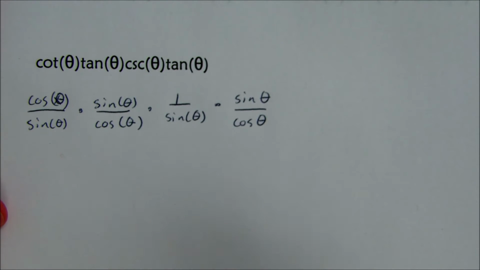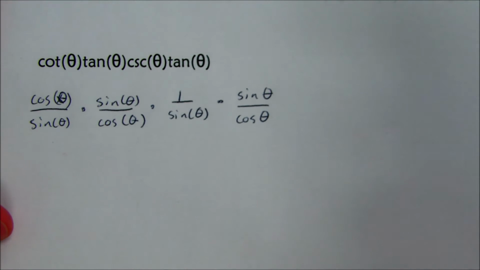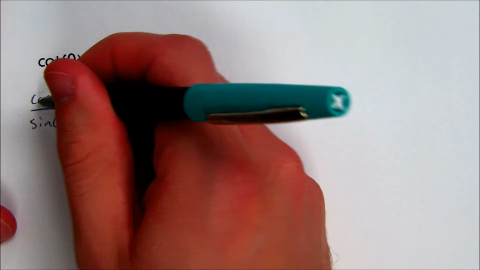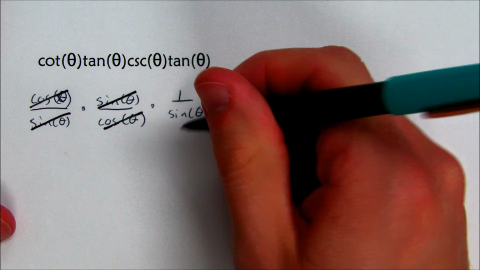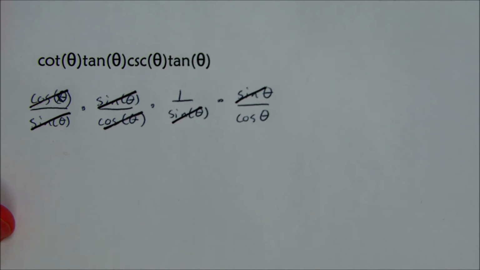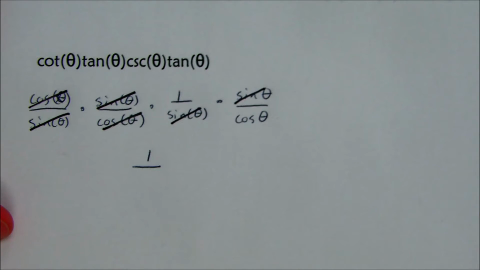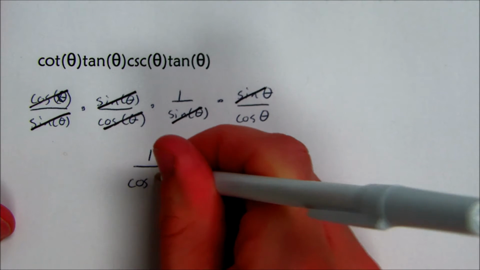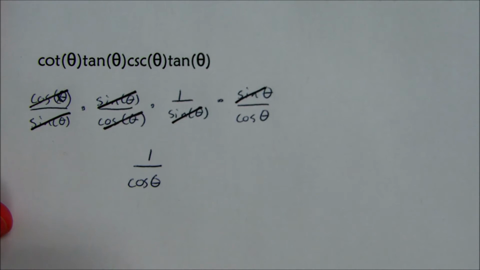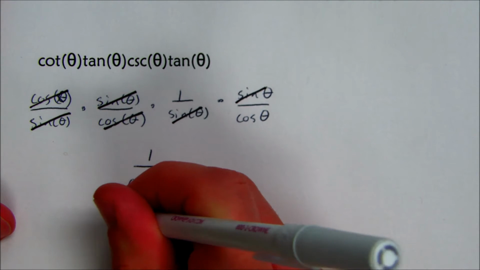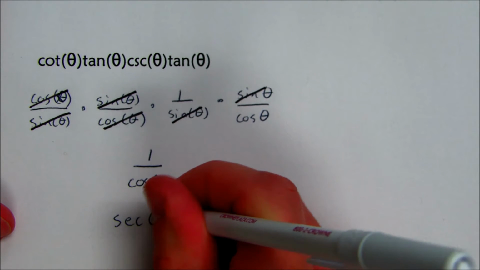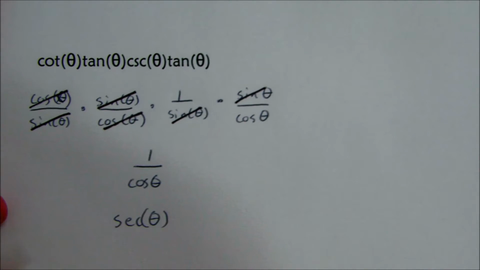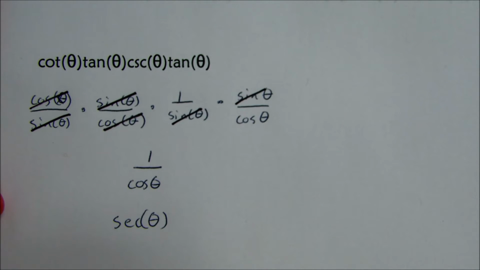So I've broken this down into its parts. Now I'm going to see if there's anything I can cancel out. Well, I see right here, cosines cancel. I see sines cancel. I also see another set of sines cancel. So it looks like the only thing I'm left with is a 1 in the numerator, and a cosine theta in the denominator. Well, 1 over cosine theta, if I look back to my original definitions, simplifies to be secant of theta. And so this expression, even though it looked very complicated in the beginning, simplifies to be secant of theta.